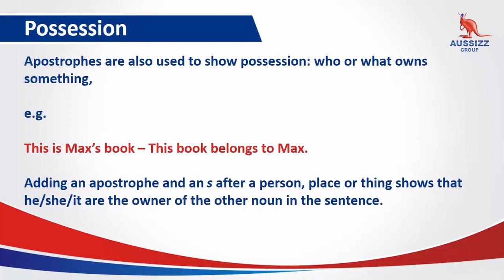For possession, we use them to show possession, which is basically who or what owns something. An example is, "This is Max's book." This book belongs to Max. Adding an apostrophe and an S after a person, place, or thing shows that he, she, or it is the owner of the other thing in the sentence.